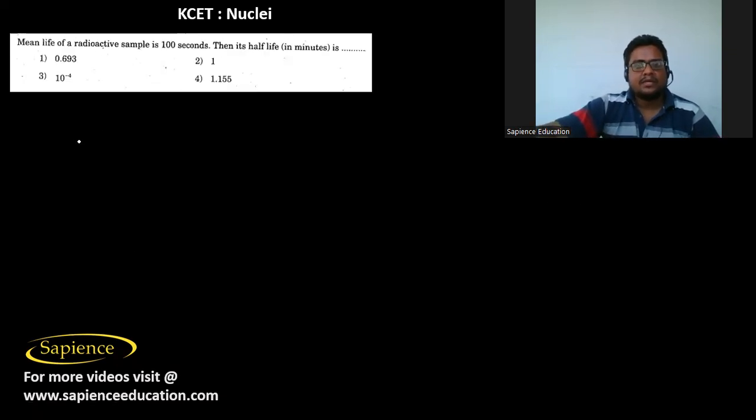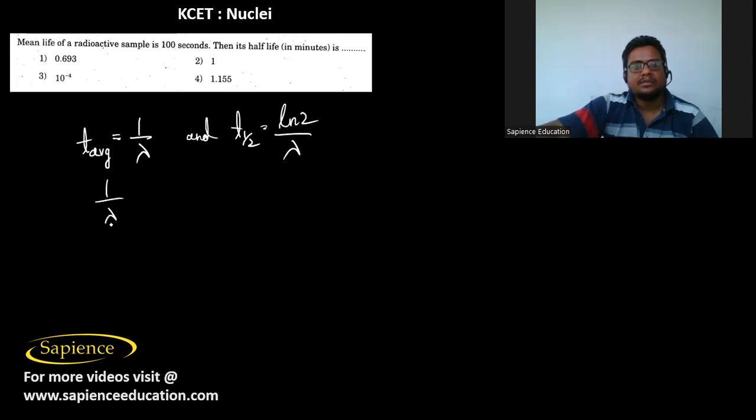Then here it is told mean life of a radioactive sample. Mean life means the average life. So that is equal to 1 by lambda. And the half-life is given as ln2 by lambda. So 1 by lambda, the mean life or the average life, is given as 100 seconds. So the half-life will be ln2 times the mean life.